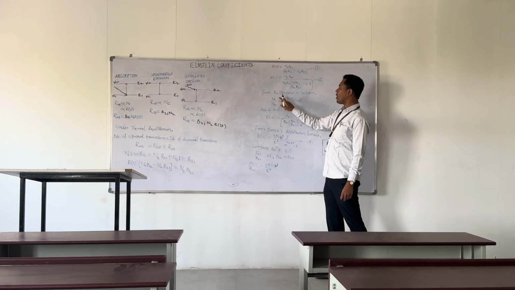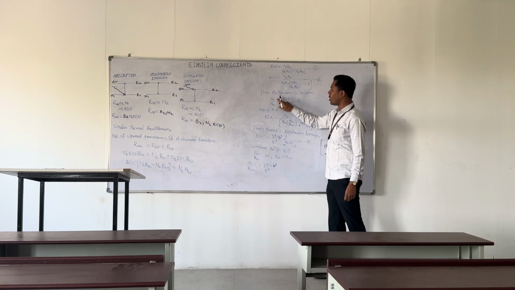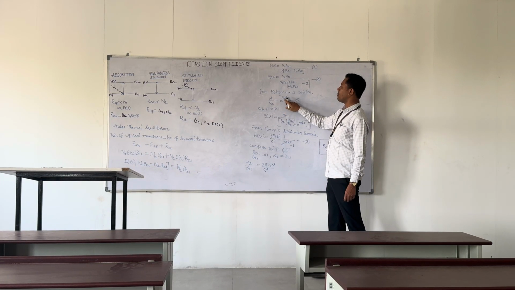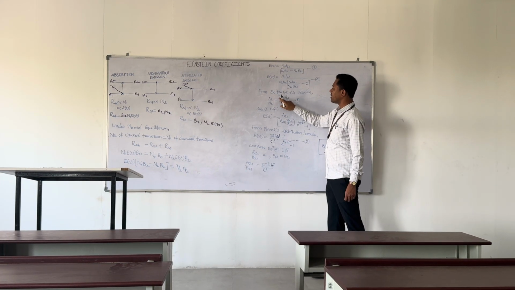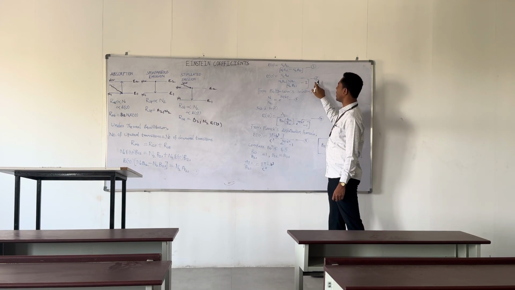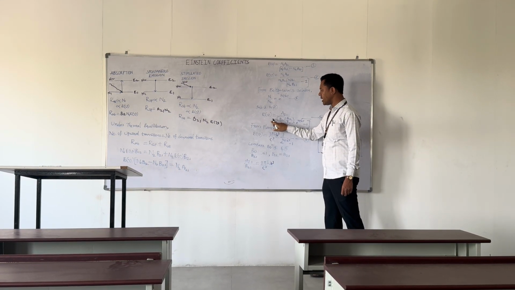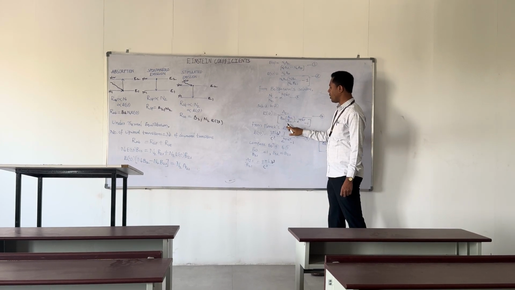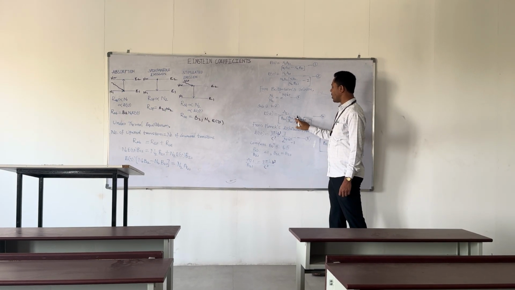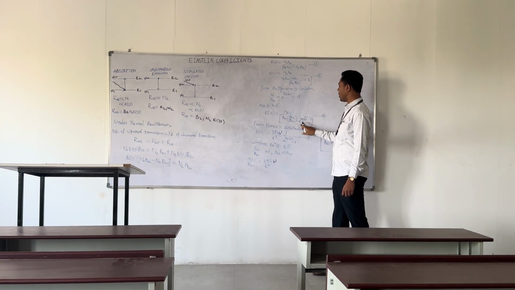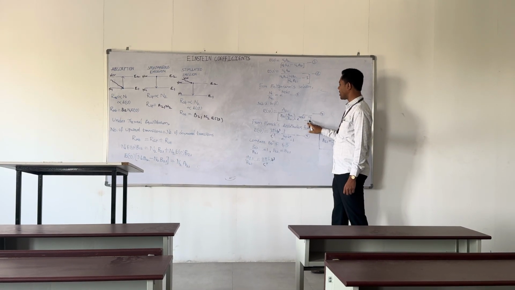But we know from Boltzmann's relation that N1 by N2 is equal to e power h nu by kT. So this N1 by N2 we need to substitute in equation 2. Then we get the energy density E of nu equal to A21 by B21 divided by B12 by B21 into e power h nu by kT minus 1.